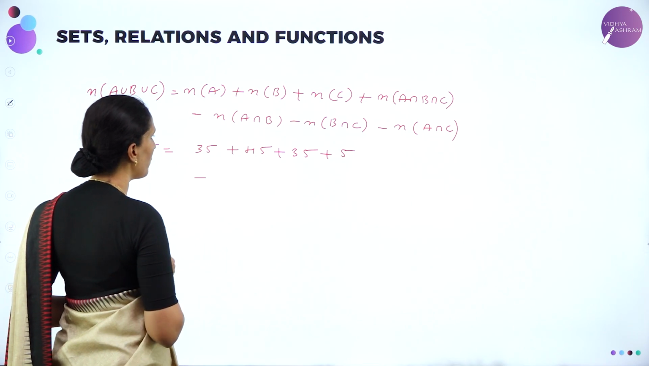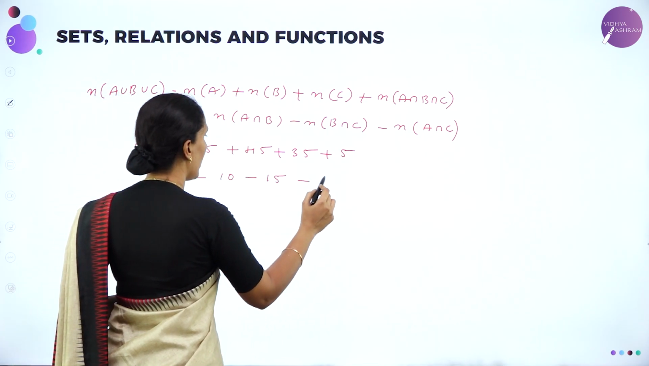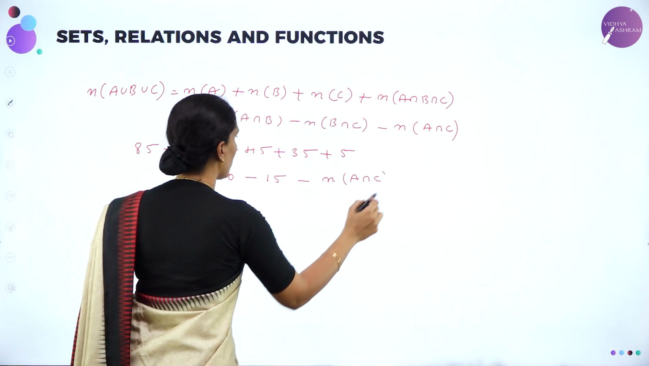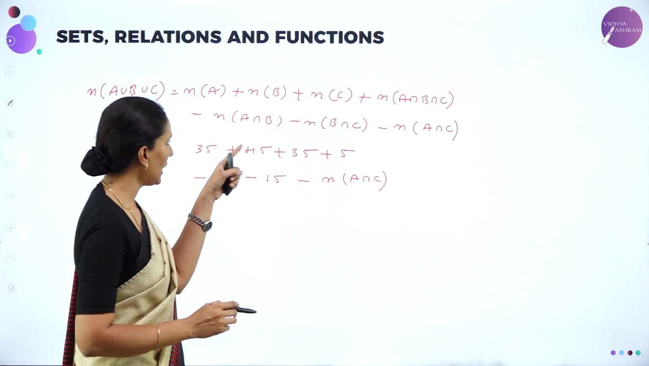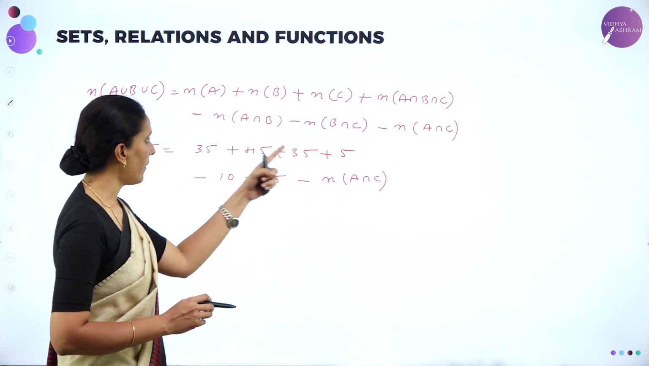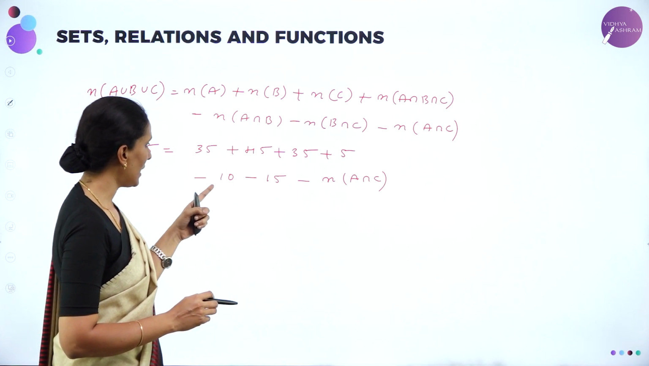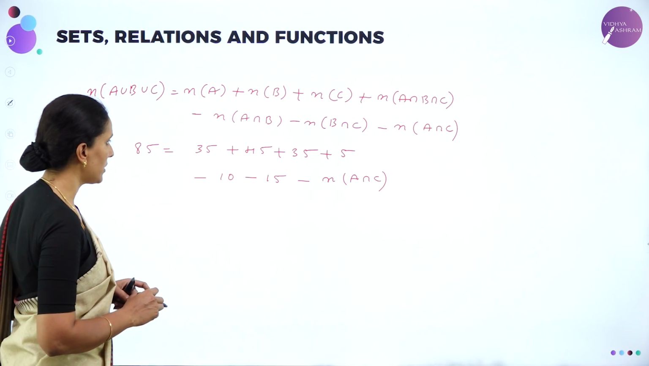And here n of A intersection B is 10, and here it is 15, n of A intersection C. So let's add this. 35 plus 5, 40, 80. 80 plus 40, 120. 120 minus 10, 110. 110 minus 15 is equal to 95.